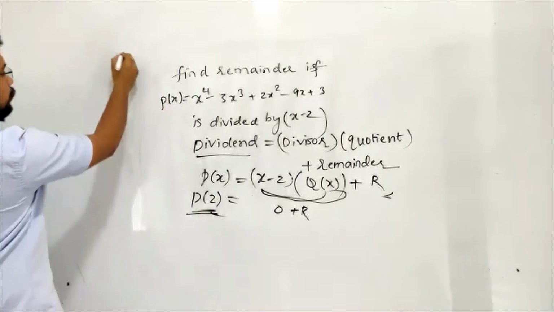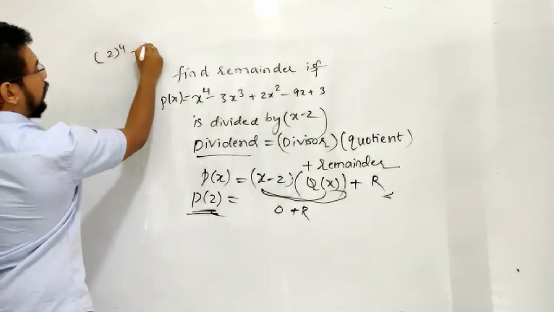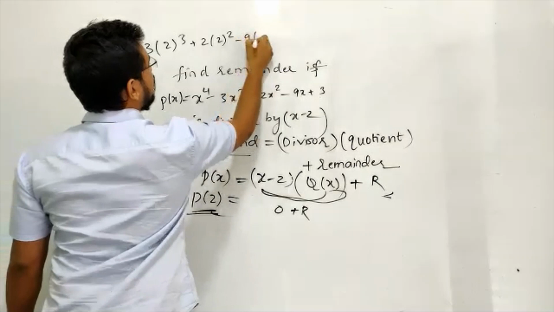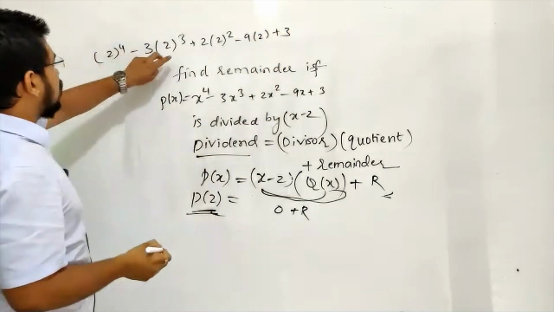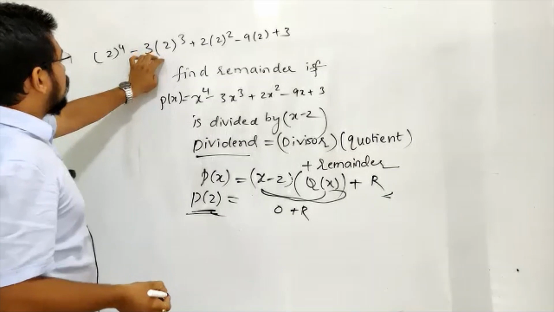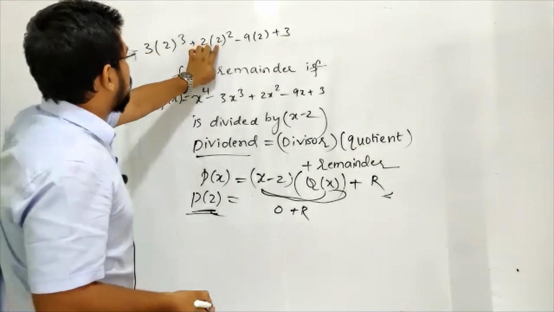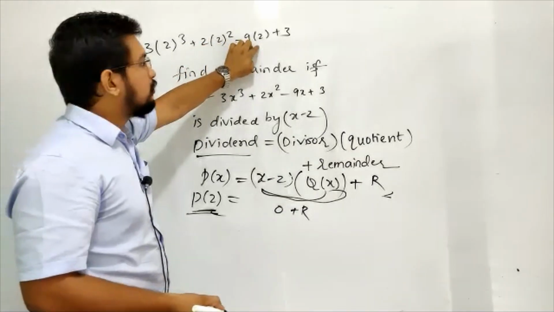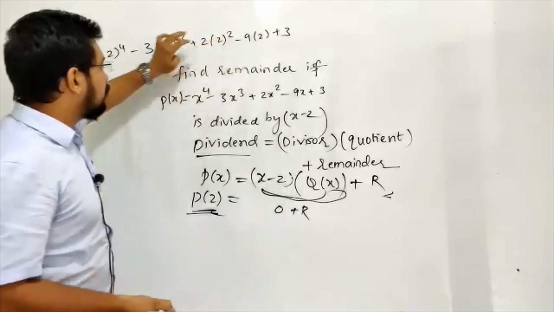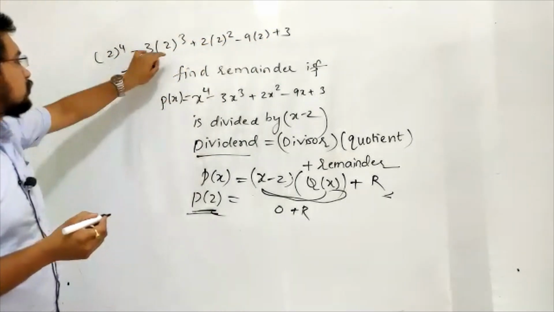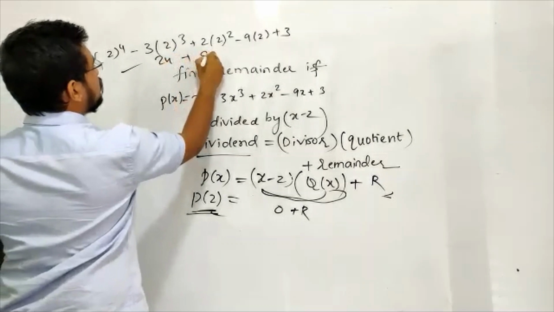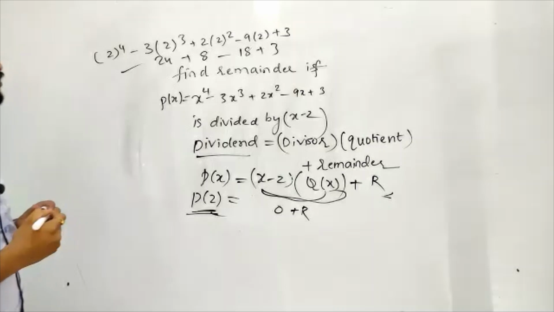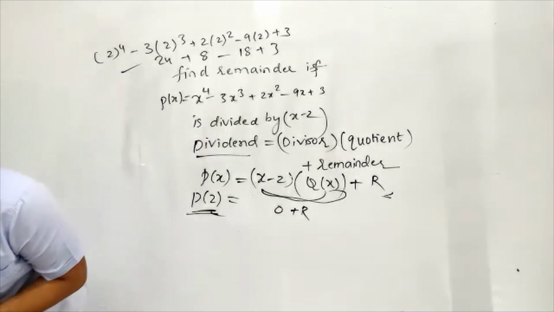What is p of 2? P of 2 is 2 power 4 minus 3 into 2 cube plus 2 into 2 square minus 9 into 2 plus 3. So this is 16 minus 24 plus 8 minus 18 plus 3. This will be your answer. You can calculate, that will be your answer.